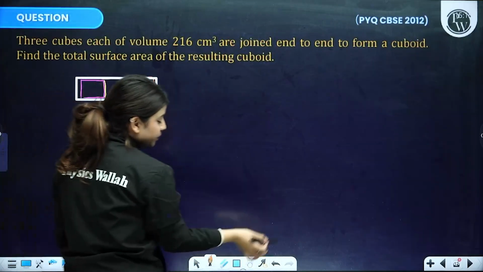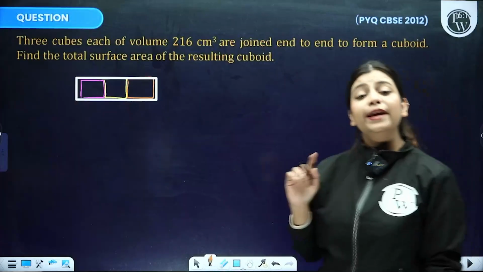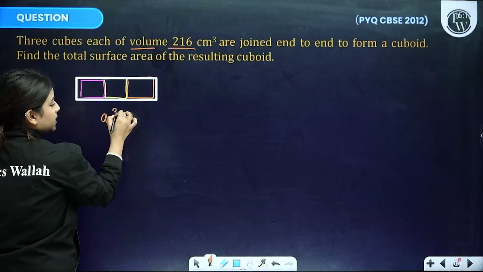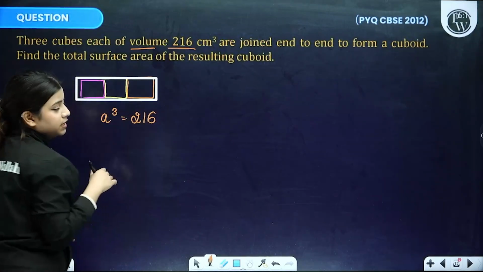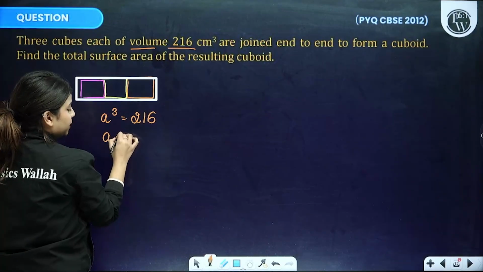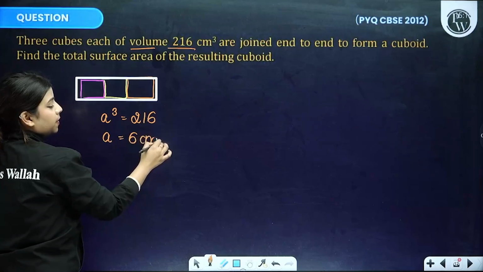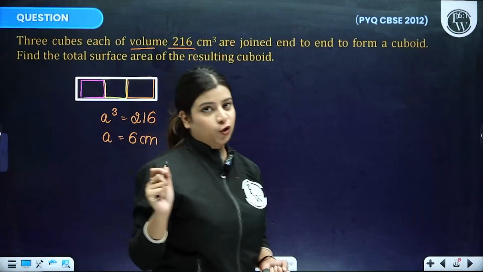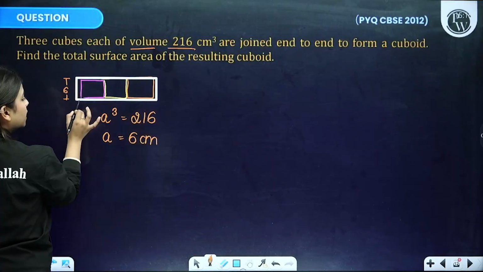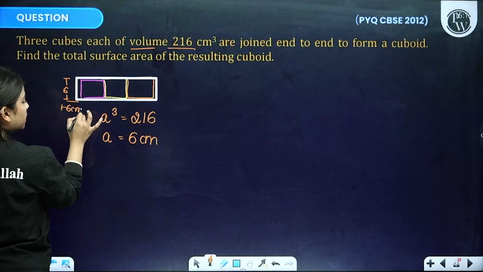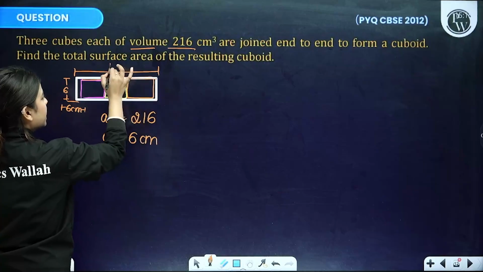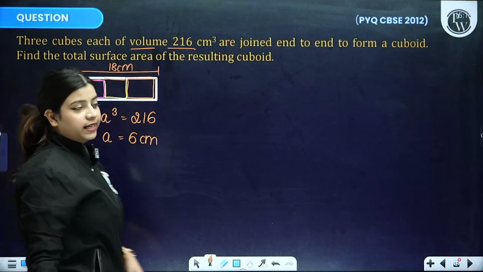Now basically, we know that each cube has a volume of 216 centimeter cube, that means a cube is equal to 216, because the volume of a cube is given by a cube, students, and a cube is 216, that means a is equal to 6 centimeter. Now we know that the side of each cube is 6 centimeter, so the height will be 6 centimeter, people, right? Its breadth will be 6 centimeter. But when we talk about length, it will be 6 plus 6 plus 6, that will give you 18 centimeter.